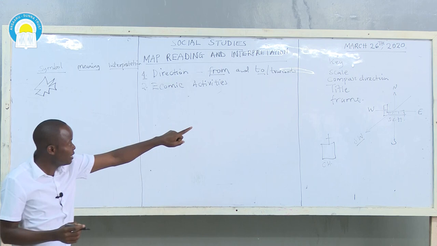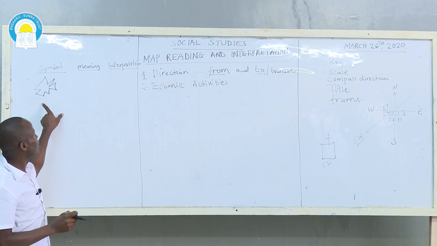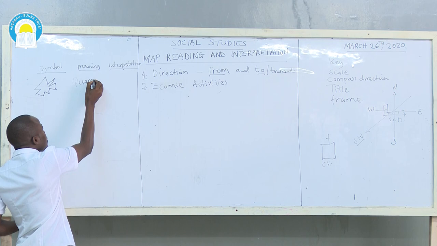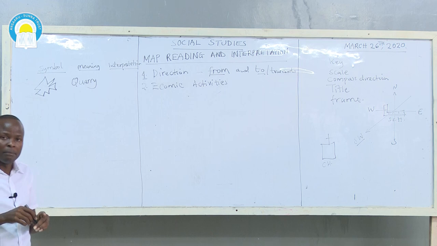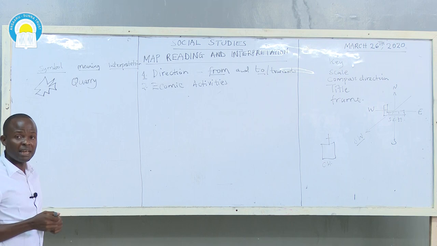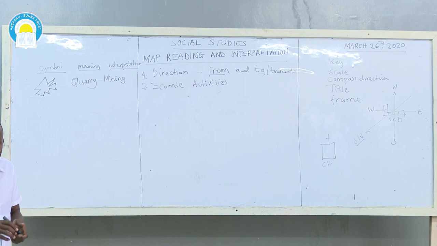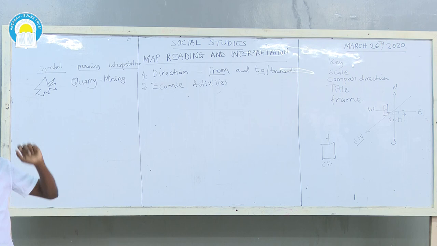Depending on the map you are dealing with, when you go to the key, you will realize that this symbol is a quarry. And when we see a quarry on the map, that means there is an economic activity going on, that is mining. So a quarry tells us that there is mining. That is one of the economic activities.